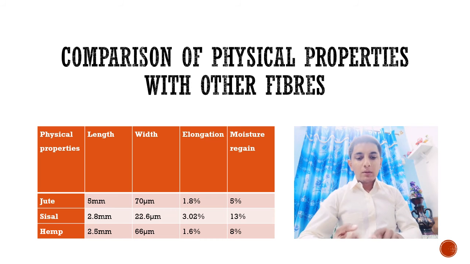First, length. Jute has 5 mm length, sisal has 2.8 mm length, and hemp has 2.5 mm length. Now, width. Jute has 70 mm, sisal has 22.6 mm, hemp has 66 mm. And elongation. Jute has 1.8%, sisal has 3.02%, and hemp has 1.6%. Moisture regain. Jute has 5%, sisal has 13%, and hemp has 8%.